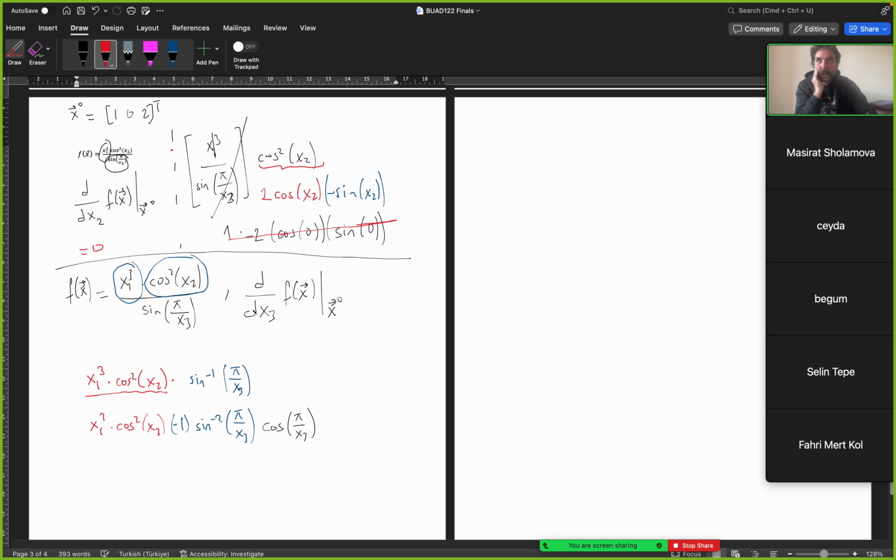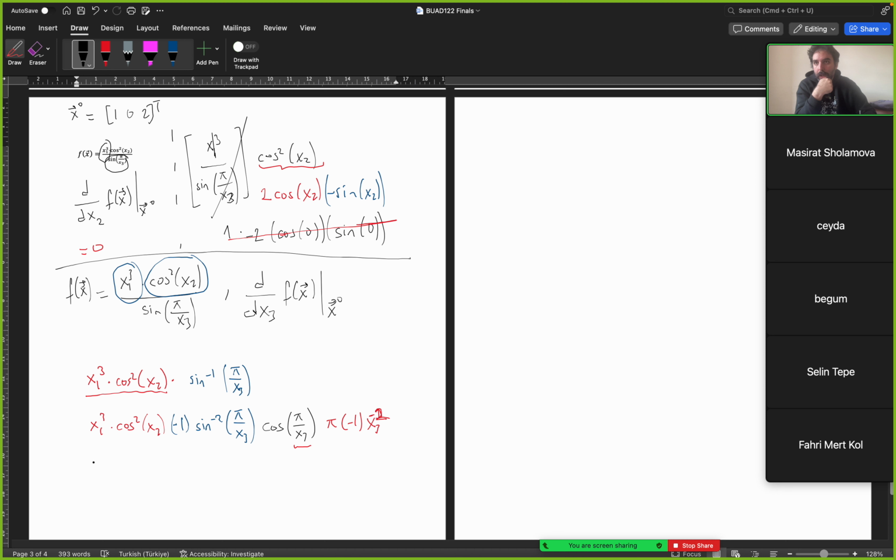And I have one more thing to do. So I have one more inner function here, and that is going to be pi times negative 1 times, let me see, x3 squared. So this is your derivative function.